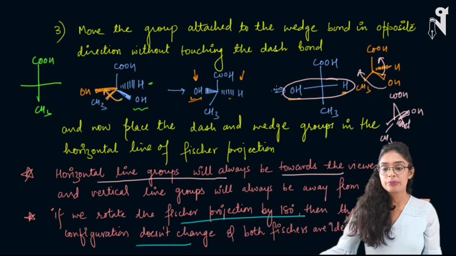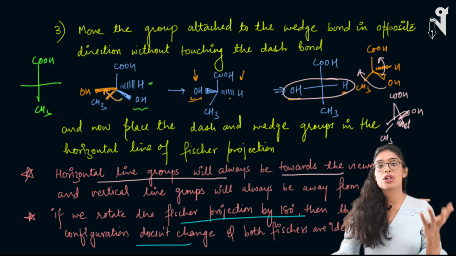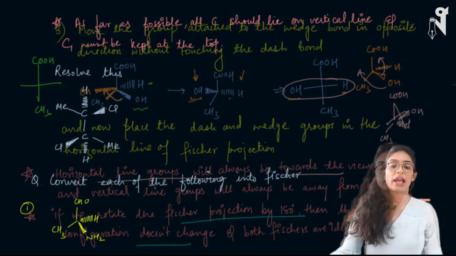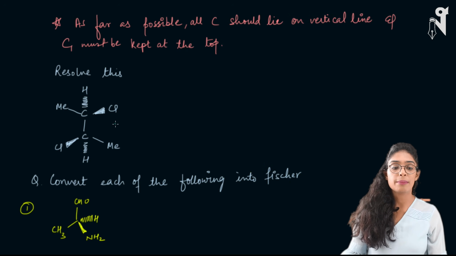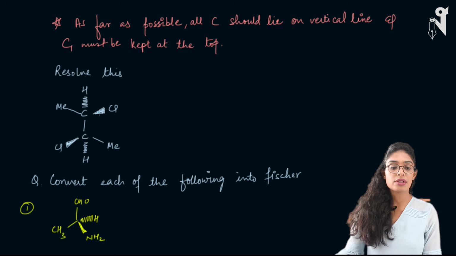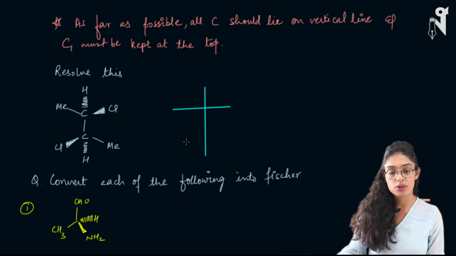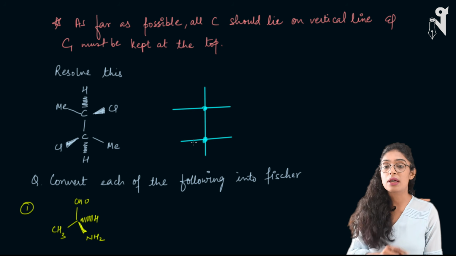Now let's see a few examples. Let's see how we can convert the wedge-dash representation into the Fischer representation. Here I have taken one example, and we have two chiral centers. First of all, I will draw a line which will have two chiral center positions. So basically one cross will represent one chiral center and another cross will represent the other chiral center.